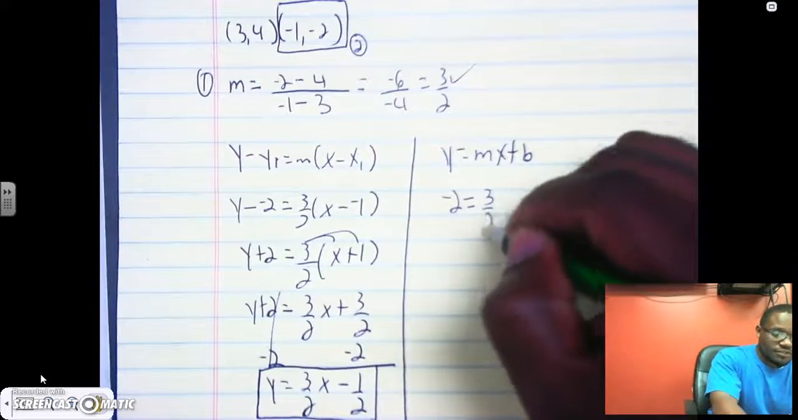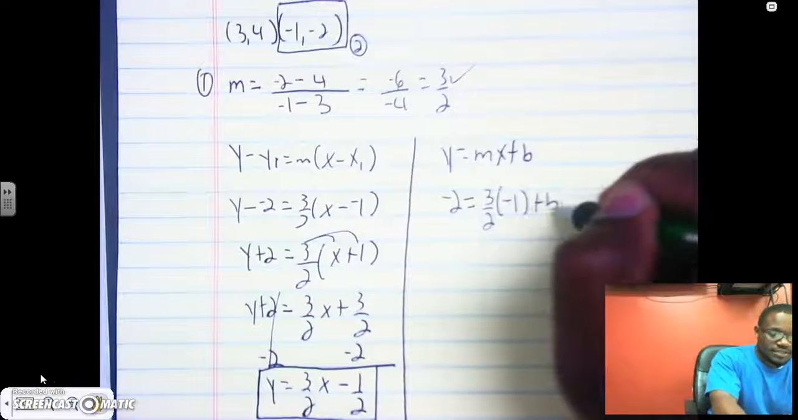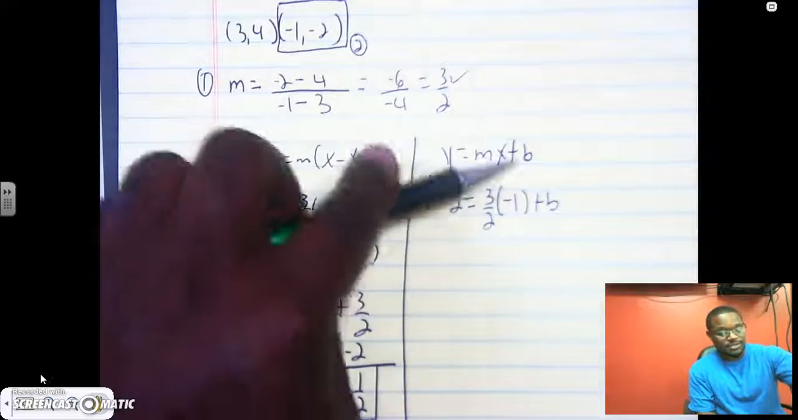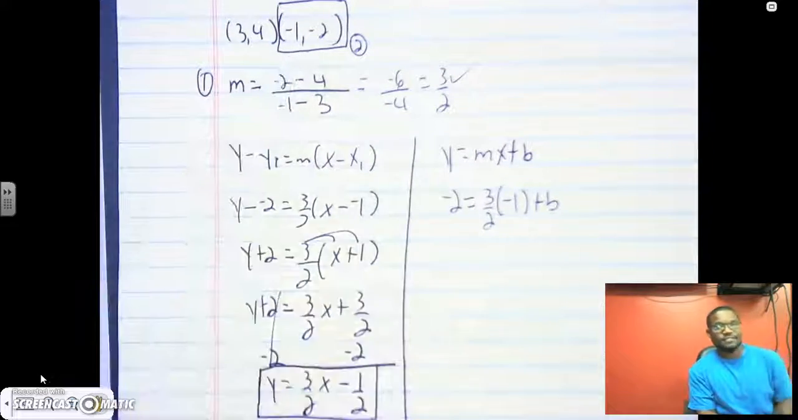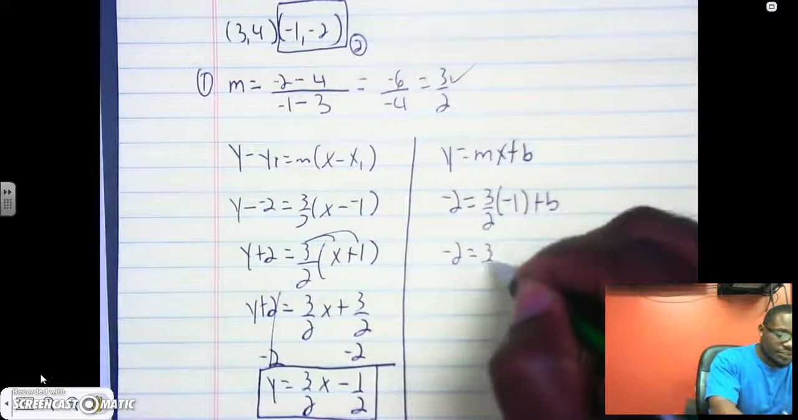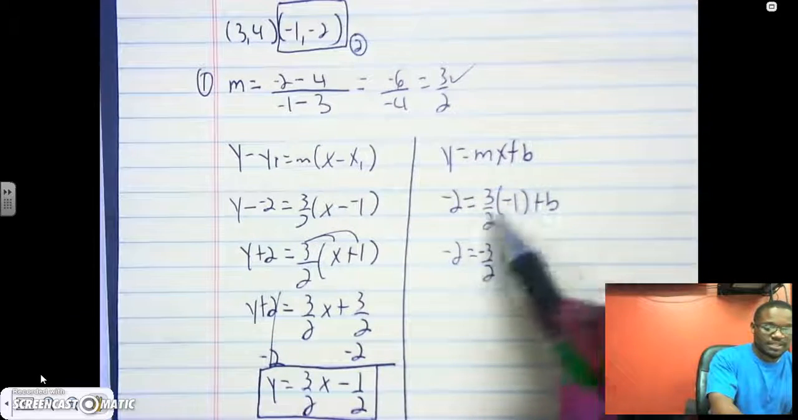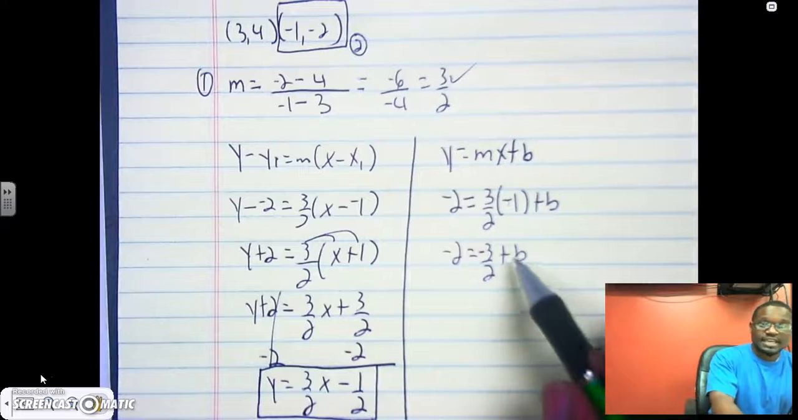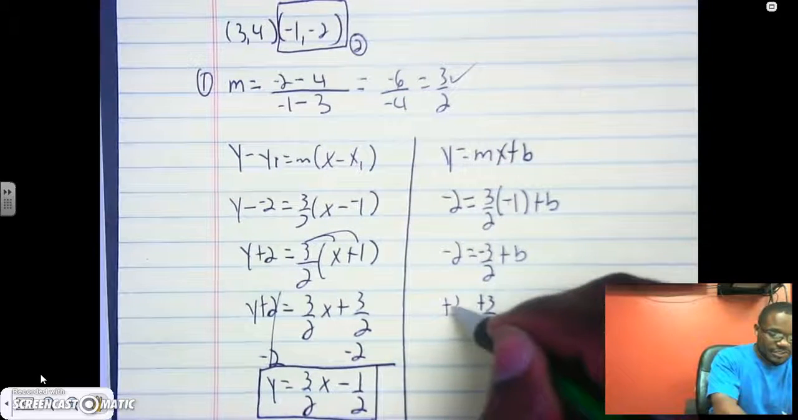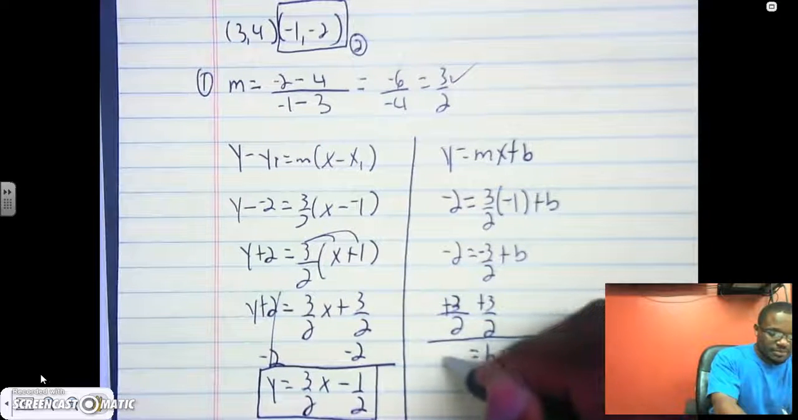The slope is 3/2, and the x in that point is -1, plus b. So what did I do? I substituted those numbers in from what I found earlier. -2 equals -3/2 plus b. Whenever you multiply those, you just get -3/2. Now you've got to solve for b, which means get the b by itself by adding 3/2 to both sides. And when you do that, you'll get b equals -1/2.